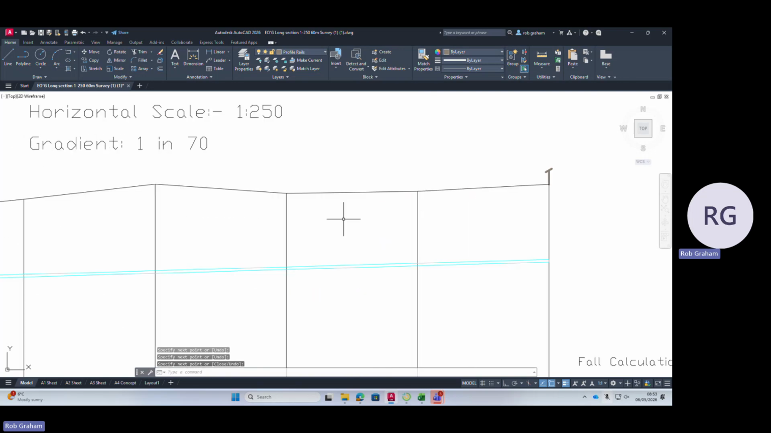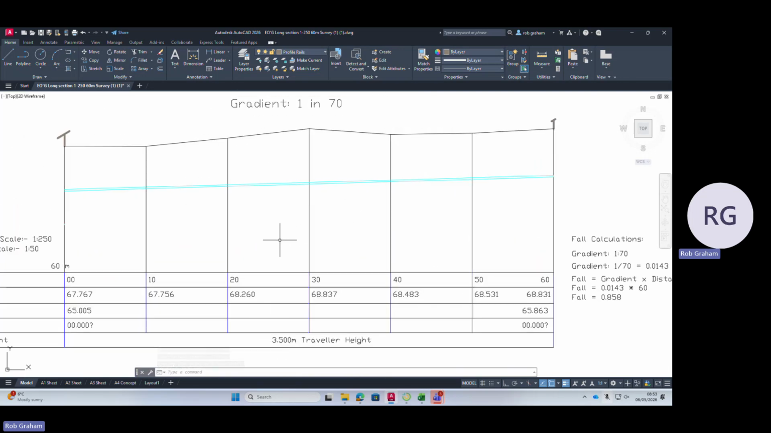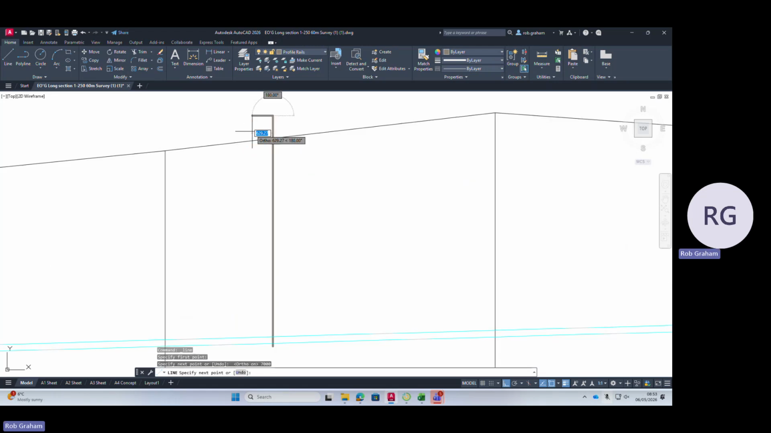Okay. And then basically we draw on the traveler of 3.5 meters anywhere along this route. For example, if I come to here and draw it up at 7,000, which is your 3.5 meter length multiplied by the scale factor, 7,000. And again, we basically turn our F8 off.